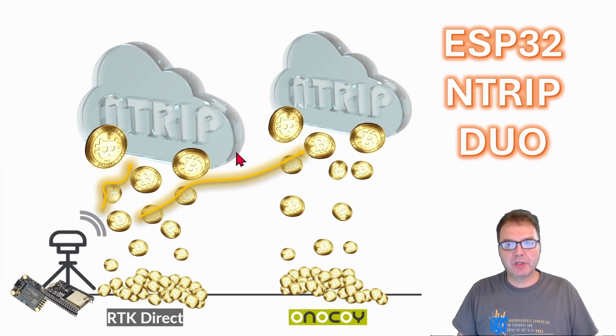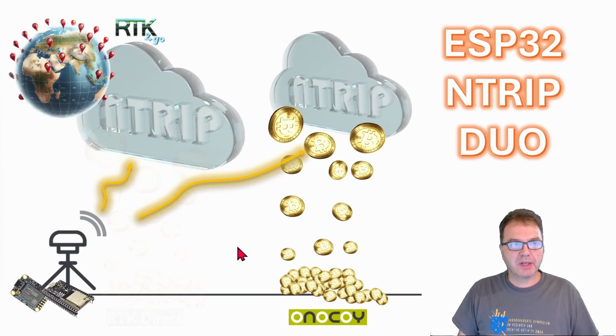Hello everybody, in this video I will show how we can use the ESP32 NTRIP DUO version of the ESP32 XBee in order to send correction data from a single base station to two NTRIP casters, for example ONOCOY and RTK Direct for dual cryptocurrency mining, or if you are so inclined, send one data stream to, for example, ONOCOY and the other one to RTK2go so everybody can access your correction data for free.